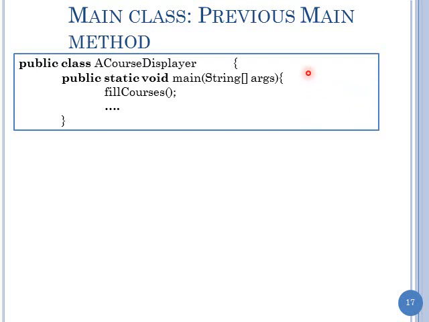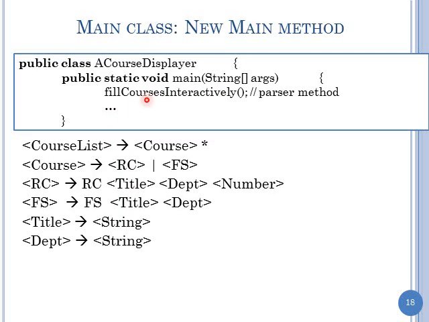Now let's go down to writing the parser actually. So where I had a main method with fill courses, that will remain. My change will be into fill courses interactively. And this is going to be my parser method.